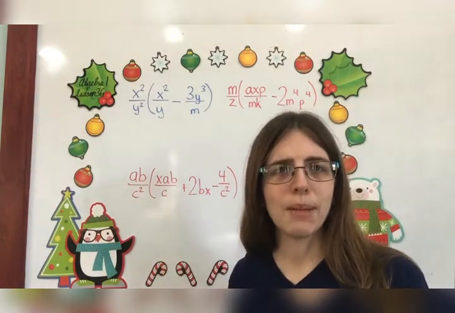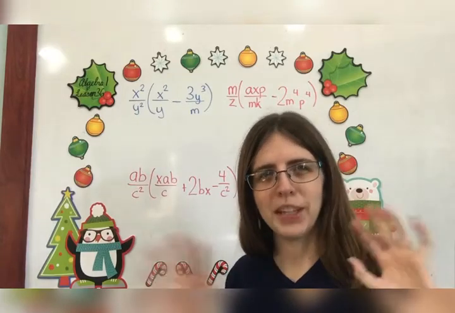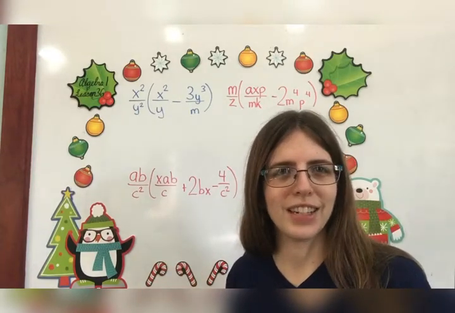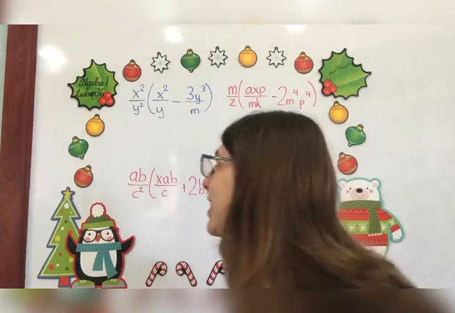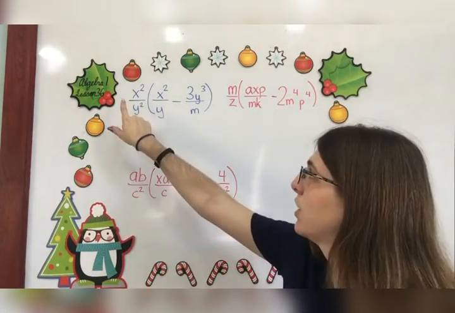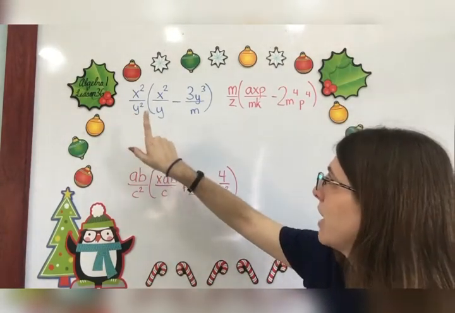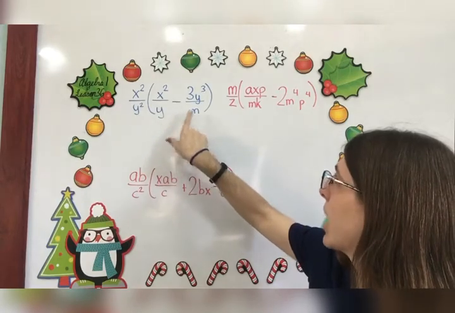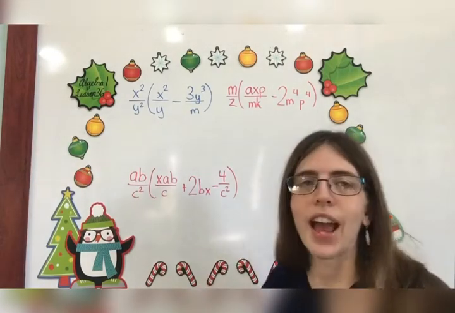Again, it's really simple. I think it's kind of fun because you're just playing around with the letters and putting them where they need to go. So let's start with this first example. I have x squared over y squared times x squared over y minus 3y cubed over m.